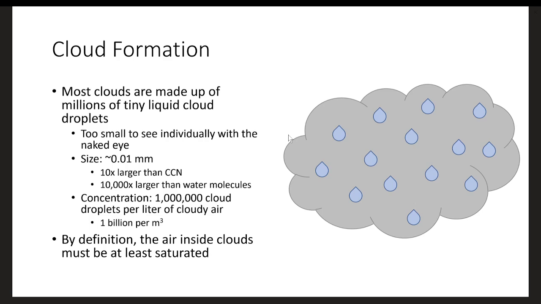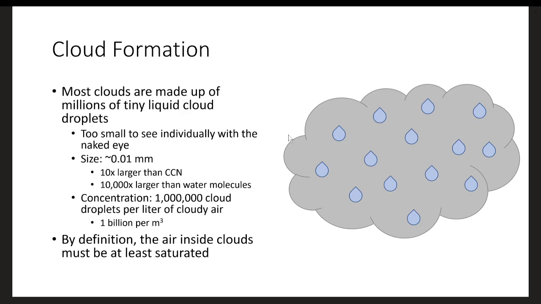So it's not water vapor. These are now droplets, and they form into clouds, and that's the white stuff you can see. It's liquid water, and it is solid water. Concentration: 1 million cloud droplets per liter of cloudy air, or 1 billion per cubic meter. So, yeah, that's a lot.